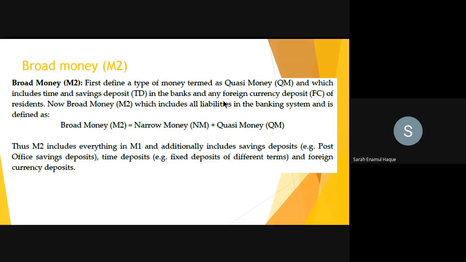I won't really bother about quasi money. Just remember the distinction: narrow money and broad money. You don't need to understand what quasi money is separately, but what it means is that saving deposit plus time deposit plus foreign currency deposits, all these are quasi money. Is that clear what quasi money is? Yes, ma'am. Okay.